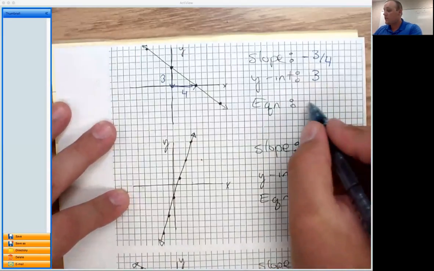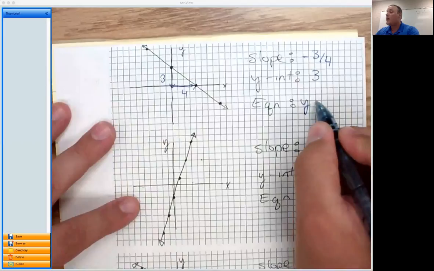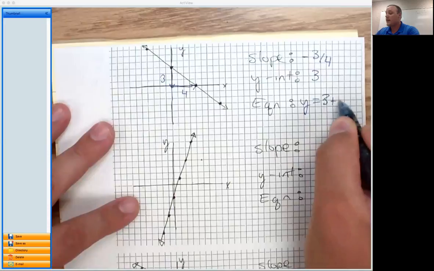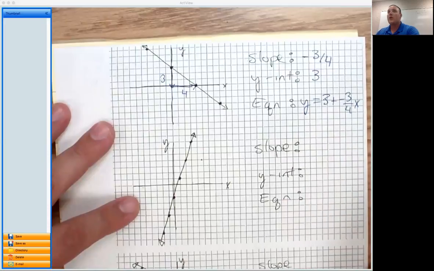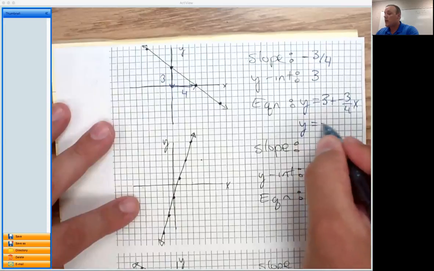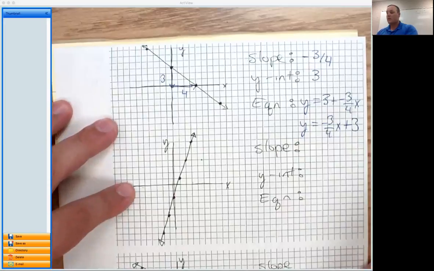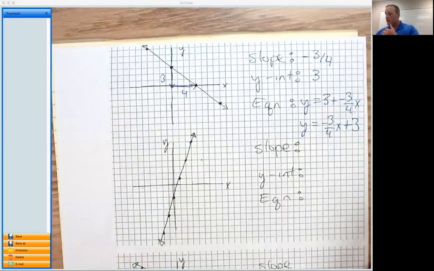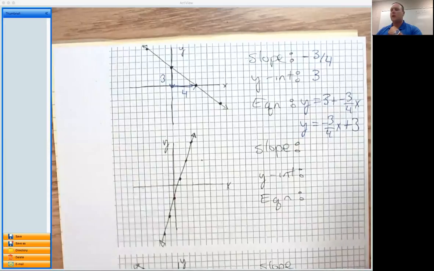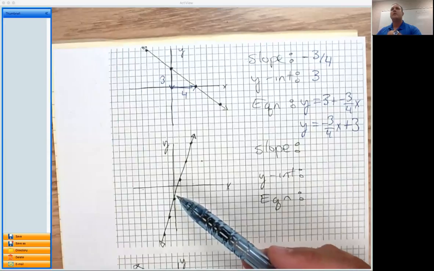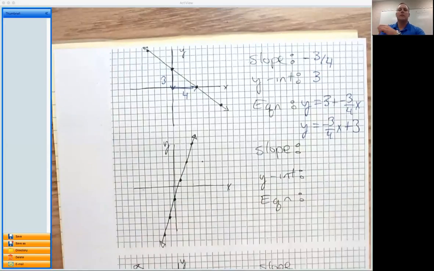And so my equation would be, okay, so we could do 3 plus negative 3/4 x. Or you could just do negative 3/4 x plus 3. All right. So quietly think to yourself, what would my slope be? What would my y-intercept be in my equation? I'll give you 15 seconds to think about that real quick.